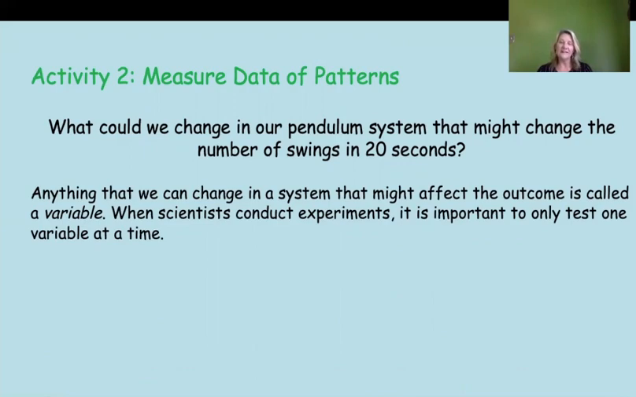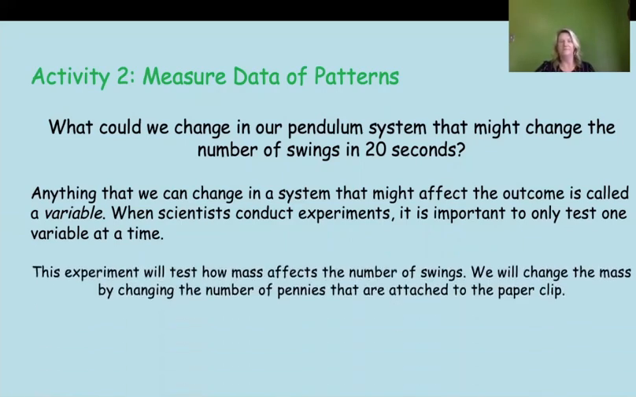So when scientists conduct experiments, it is important to only test one variable at a time. And if you look at your table, at the headings, we have the trial, the length of the string, the time period, the number of pennies, the release angle, and the number of swings. You're only changing one thing at a time to test it. So this next experiment will test how mass affects the number of swings. We will change the mass by changing the number of pennies that are attached to the paper clip.